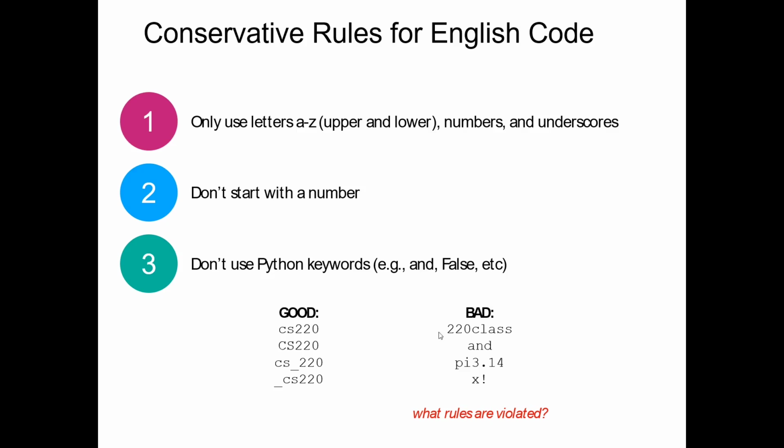All right, and here's some examples of things that are bad. So let's just give a look at these. So 220 class. This is bad because it's violating rule number 2. It's starting with a number. Yep, there we go, rule number 2. And is a reserved keyword. In fact, it's in my example right here of things that are bad. Don't use that. Pi 3.14, the decimal point right there, the dot, period, that's the word I was looking for, is not permitted. Letters, numbers, underscores. So that's going to violate rule number 1. And the exclamation mark also not allowed will also violate rule number 1.